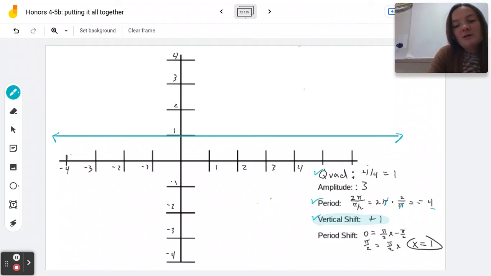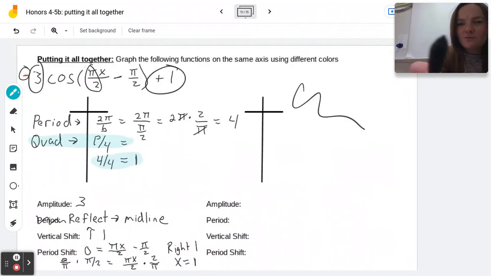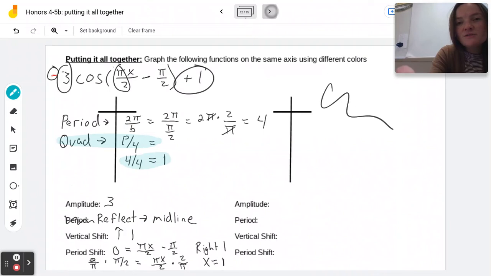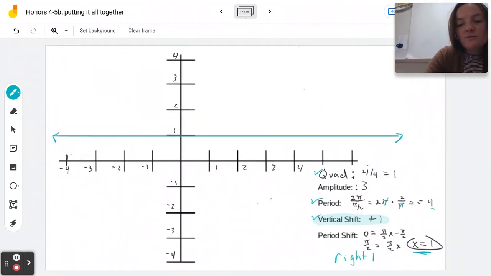Let's talk about next the period shift. We have a period shift of x is equal to 1, which means we need to be moving right 1. Well, the original graph is a cosine graph. So remember, the original graph is a cosine graph, and cosine always starts at a maximum. So let's start with what the cosine starting place should be, and then we'll shift it. In theory, cosine has an amplitude of 3, so from the midline, I should go up 1, 2, 3, and this is where cosine should, in theory, be.